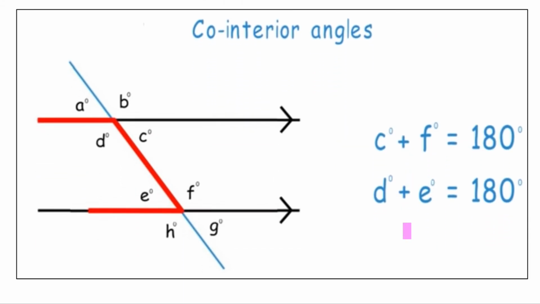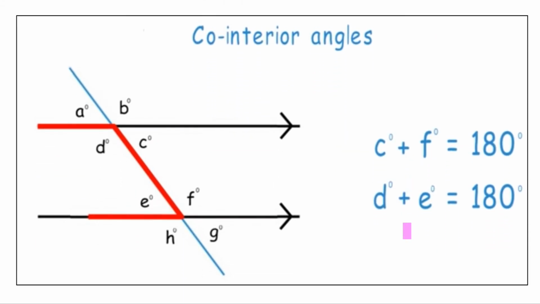Lastly, cointerior angles, where I have that C plus F, because they form this C in here, they're going to add up to 180 degrees because they're supplementary. And then we have D and E, D and E, which are also supplementary.